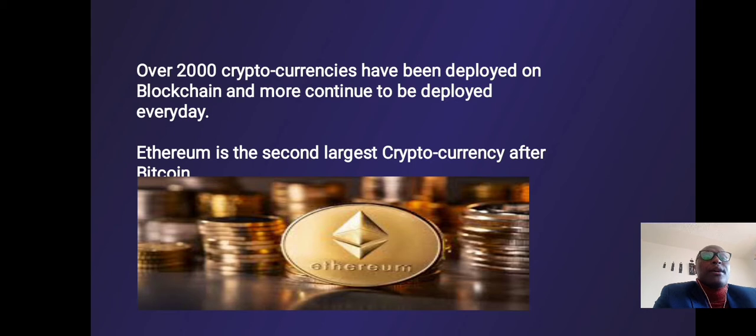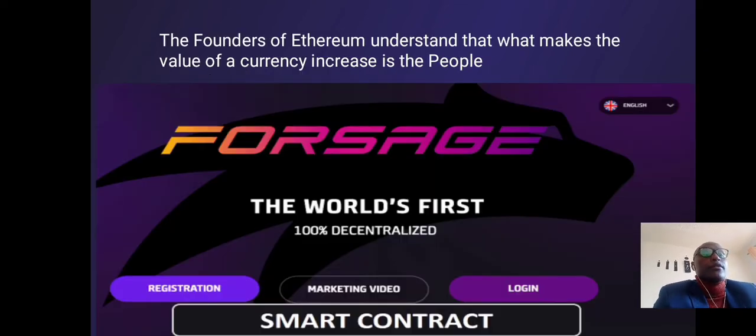And at the moment, we have over 2,000 cryptocurrencies that have been deployed on blockchain, and more continue to emerge every other day. And as I had said, we are going to talk about Ethereum. Ethereum is the second largest cryptocurrency after Bitcoin. And you can check on your browsers right now the current cost of Ethereum.